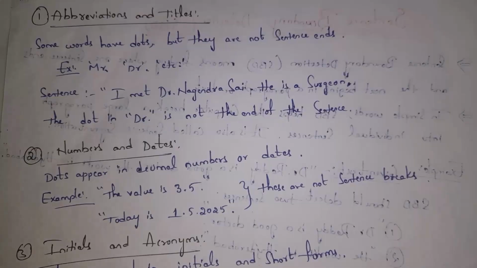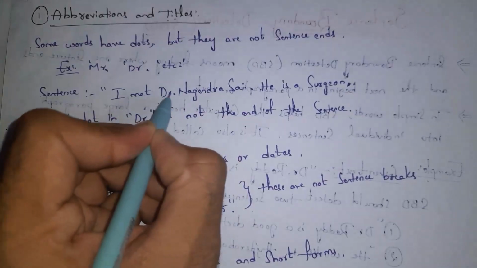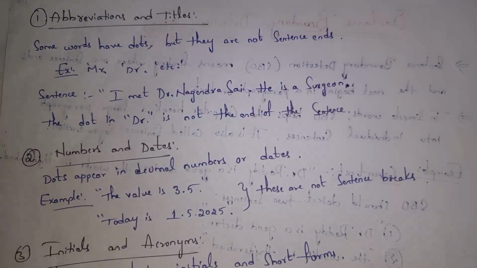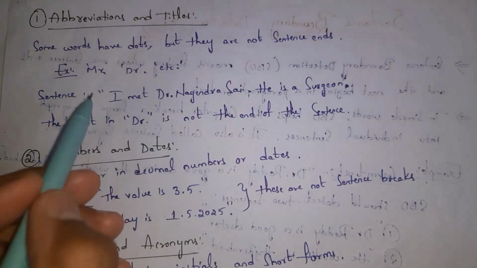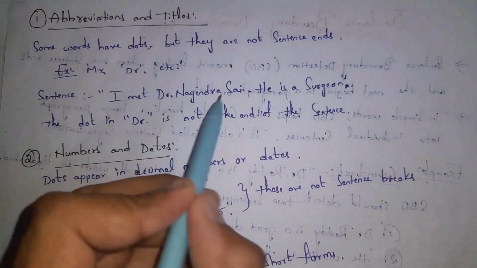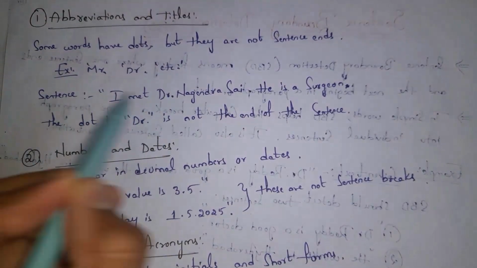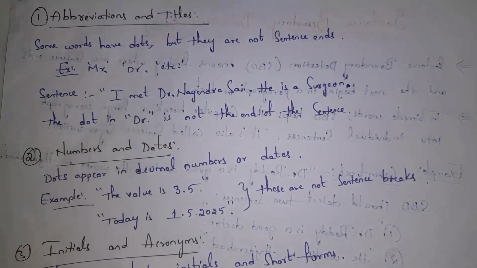Actually, sentence boundaries are detected based on full stops. If you observe this sentence, there are full stops: one after Dr., the next after Sai, and the next after surgeon. So whenever we develop any NLP model, it must understand that abbreviations and titles are not sentence ends. For example, if the NLP model breaks sentences at the abbreviation or title, like "I met Dr." one sentence, "Nagendra Sai," one sentence, "he is a surgeon," one sentence, which is wrong output. So the NLP model must not break sentences at abbreviations and titles. The dot after Dr. is not the end of the sentence. So this is a challenging part for NLP, to understand abbreviations and titles.